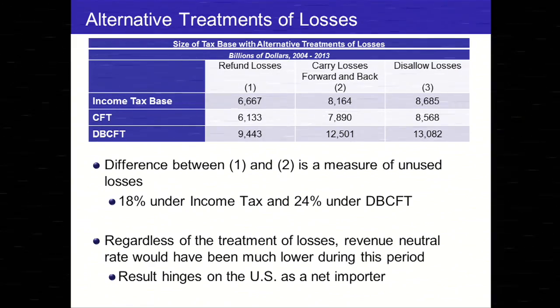So in column 1, we impose refundability of losses. Again, the economics argument there is to refund losses to get the incentives correct, compared to column 2, which is carrying losses back and forward as we have in the current system. And we want to think about the difference in losses that are coming from these two different treatments. Under an income tax, losses were 18% of the tax base, and under a destination-based cash flow tax, they're 24%. So we are increasing losses in a way that you might expect if you saw the little economy that I made up.